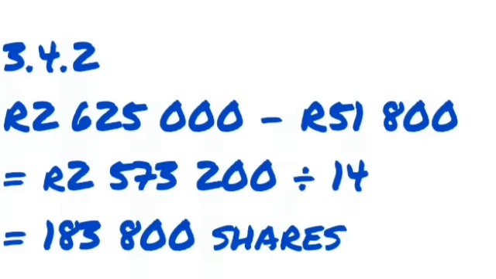So out of the 2,625,000, we know that 51,800 was used to pay for her son's school fees. So we minus that amount, and we are left with 2,573,200, and we divide it by 14. Why 14? That is the price per share of buying at Ilembe, and that's going to give us 183,800 shares from Ilembe. Remember, what we were calculating was the number of shares she could purchase in Ilembe with the money she got.